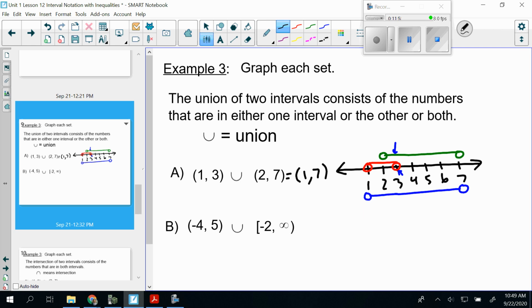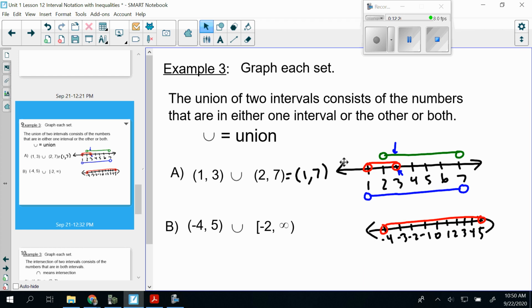If we union these two groups, let's again graph them both on the same one. Okay, so the first one's all the points from -4 to 5, not including either of those 2 points. The second one is -2, including that point, and all the points out to infinity there. So what would be joining those together?